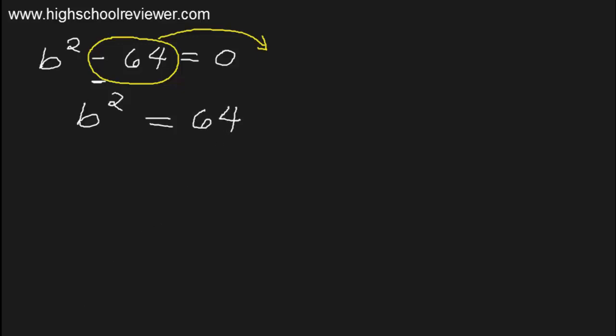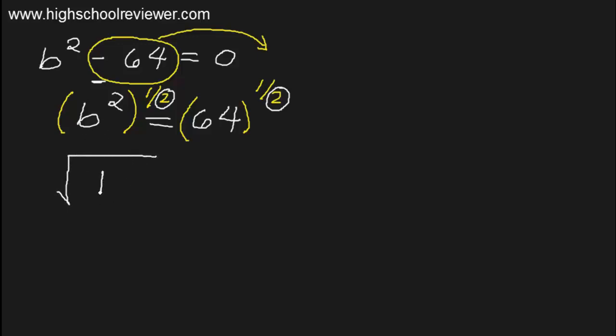And then to find the value of b, we need to extract the square roots. So we need to raise both sides of the equation to 1/2. So b squared raised to 1/2, 64 raised to 1/2. So the denominator of the exponent will be the equivalent of the root. So since 2 is the root, this will be the square root.